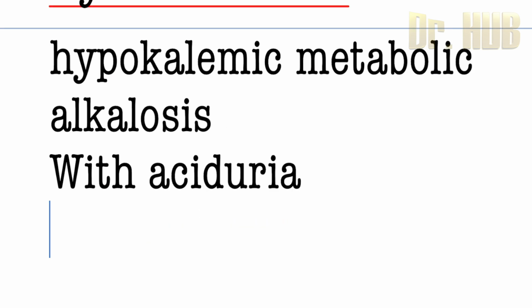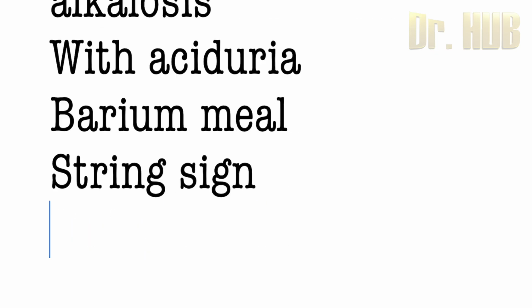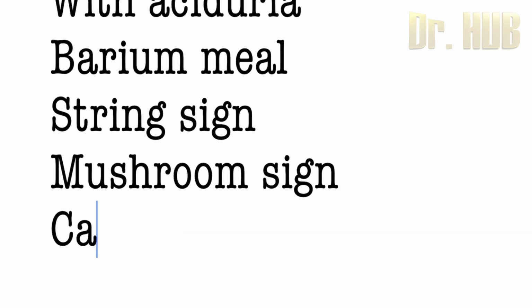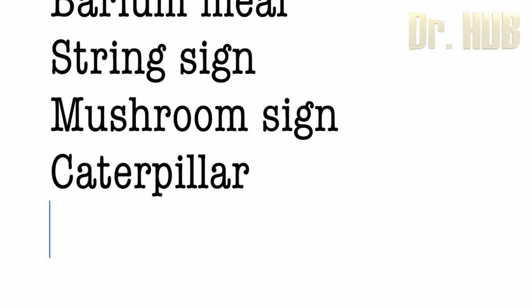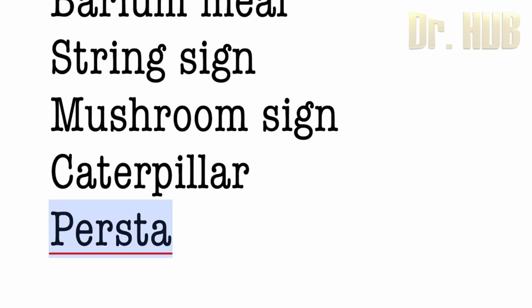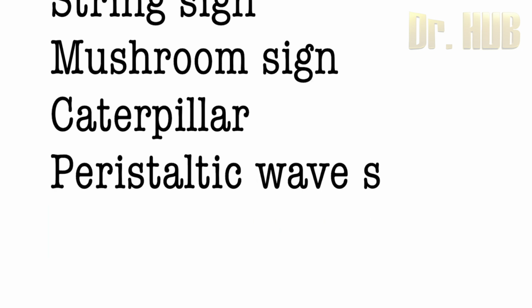Next, when you look at the barium meal, what are the findings? There is a string sign which is seen in pyloric stenosis. The narrow pylorus goes into the duodenum. There is a mushroom sign, the caterpillar sign. The caterpillar sign is due to the persistent peristaltic waves.